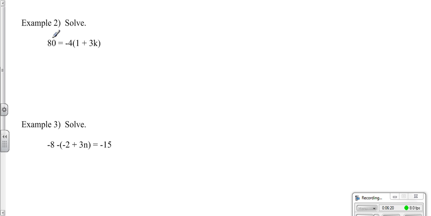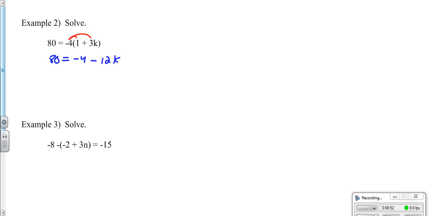Alright, here we solve by, again, there's two things we could do here. One, we could divide both sides by negative 4 first, but since we're working on distribution, we'll go that method, which means we're going to distribute first, which gives us 80 equals negative 4 times 1 is a negative 4. Negative 4 times a positive 3k is a negative 12k. Negative 4 times a positive 3.